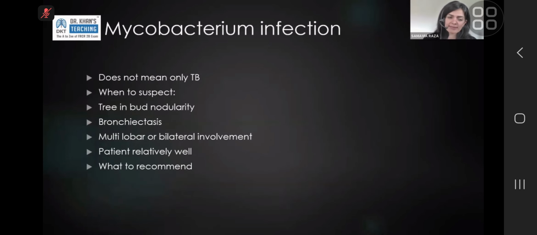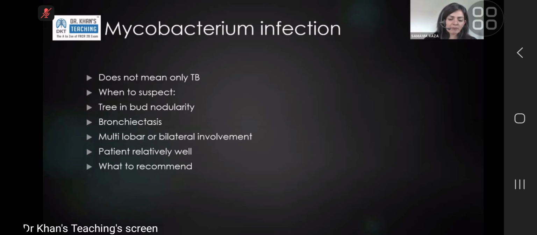In terms of exam preparation or radiology, the most common atypical infection you will think about is mycobacterium infection. So mycobacterium includes TB, but doesn't mean only TB. Unfortunately, within the UK and many areas in the world, still quite a common diagnosis.